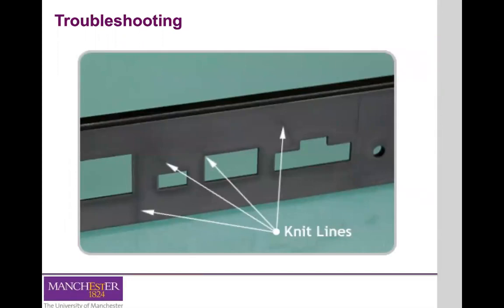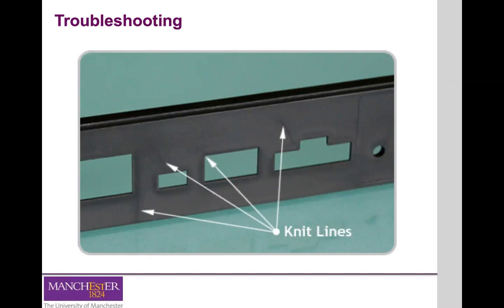Another very common defect in injection molding is the formation of these knit lines or weld lines. These are normally visible to the naked eye when you extract the parts from the mold cavity. And these weld lines generally form whenever two molten polymer flow fronts meet.